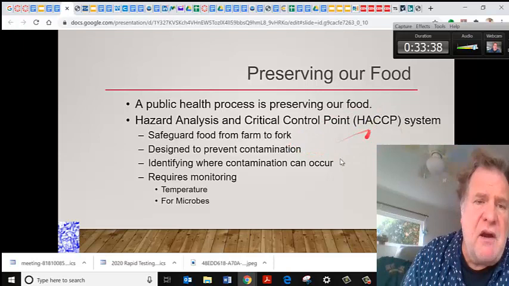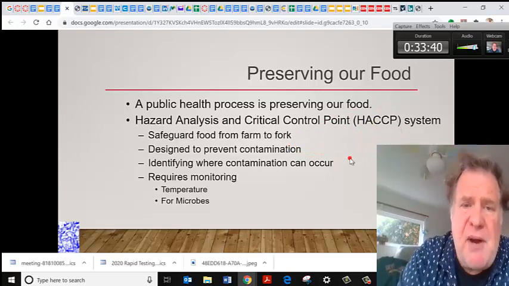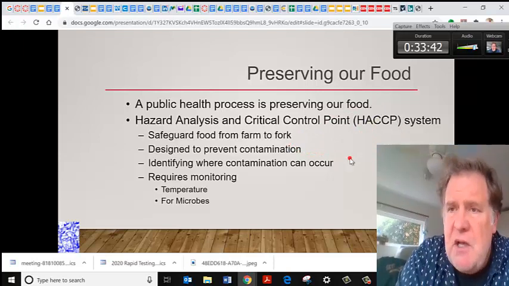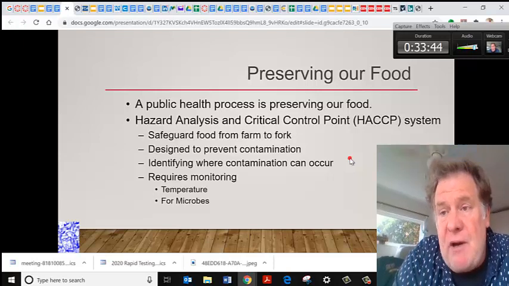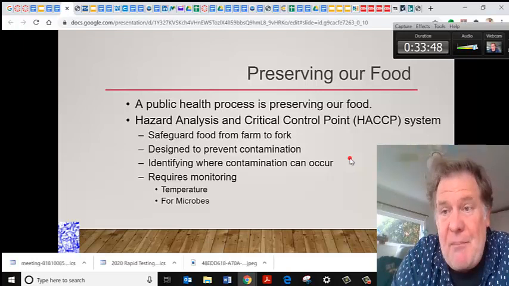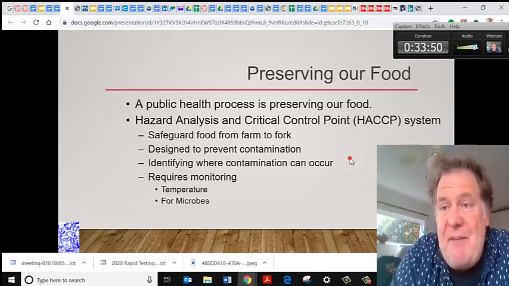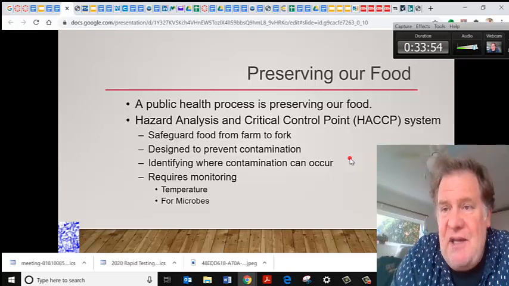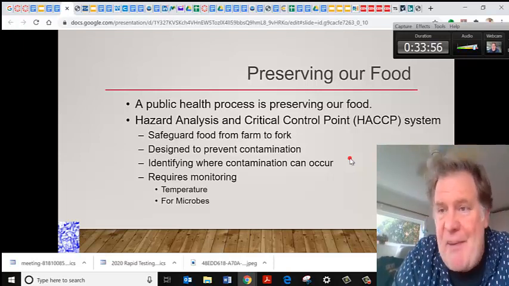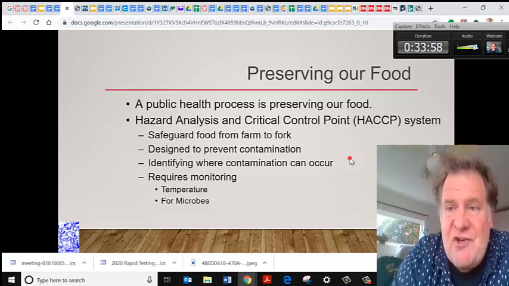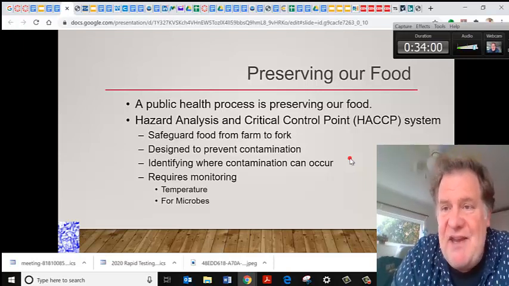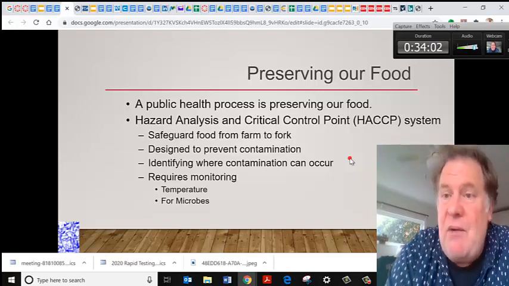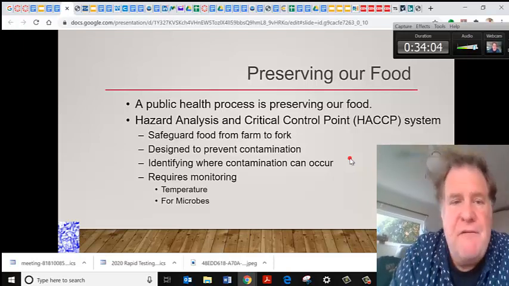Preserving our foods is a public health process. We got a lot healthier when our food got well preserved. Number one, every 5 years we didn't have a famine, and a whole bunch of us didn't die of starvation. Even here in the United States, when the Pilgrims came over, that first winter, half of them died of starvation because they weren't able to bring enough food with them from England.